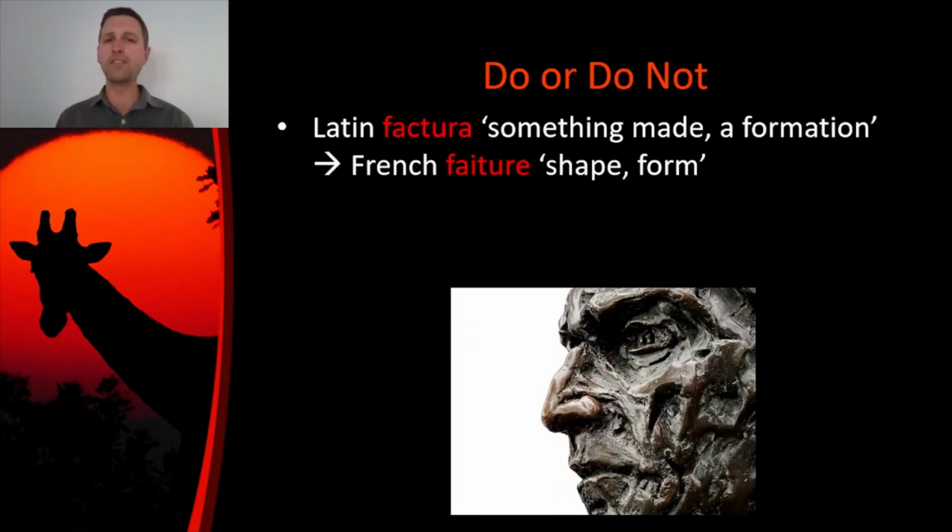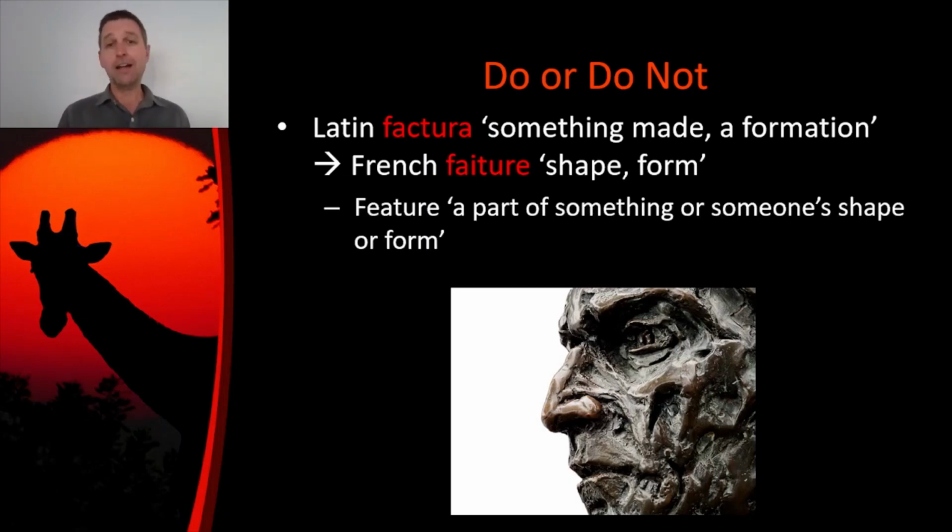Let's talk about some other words that are from French, but ultimately from this Latin fac root. The Latin factura has another suffix on the end that's like a noun suffix. We don't need to go too much into the weeds of Latin morphology, but essentially the Latin word factura meant something that has been made, or like a formation, because a formation is something that has been made at some point. And then French evolved factura into faiture, which is like a shape or a form. And you might be able to guess what English word we get from this that we use all the time. That's right, feature just comes from the French faiture, which comes from Latin factura, because of course today a feature is a part of something or someone's shape or form.